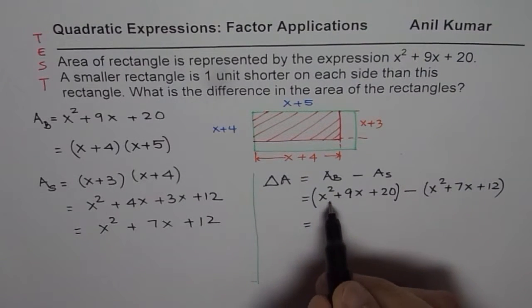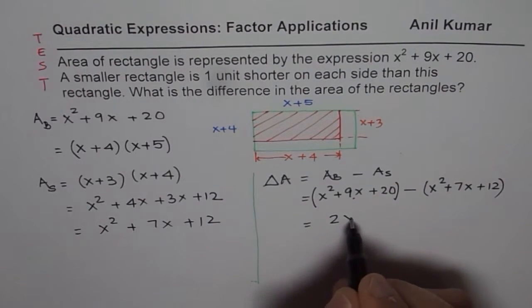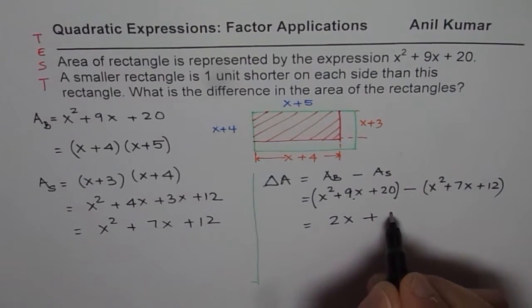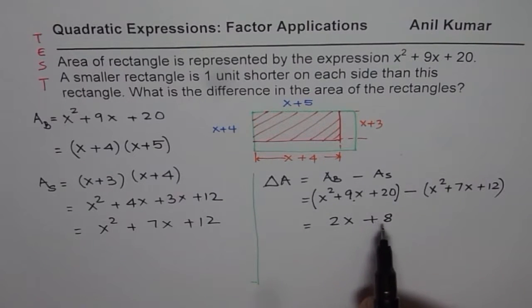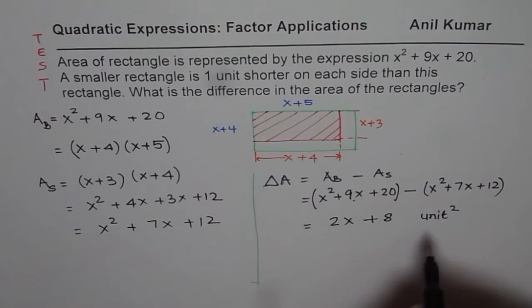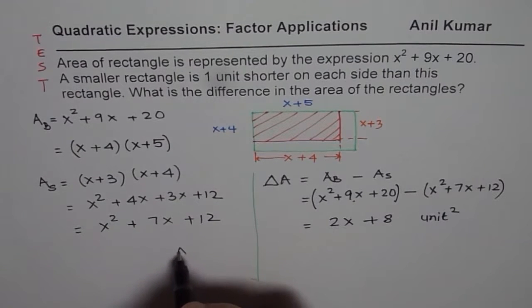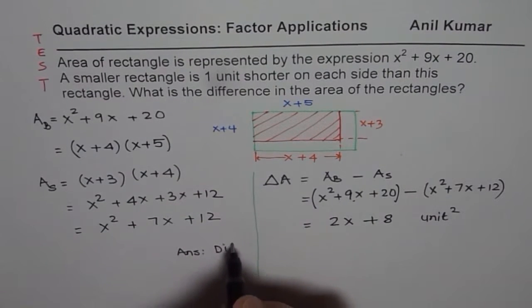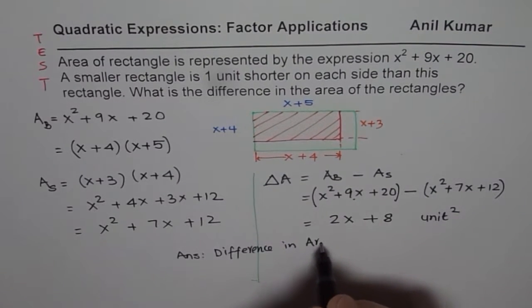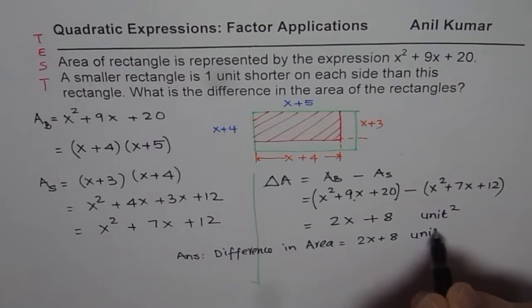So x squared minus x squared is 0. 9x minus 7x is 2x. 20 minus 12 is 8. So we get 2x plus 8. That is the expression in unit square, which represents the difference in area, right? So now we can write down our answer. The answer is: difference in area equals 2x plus 8 unit square.